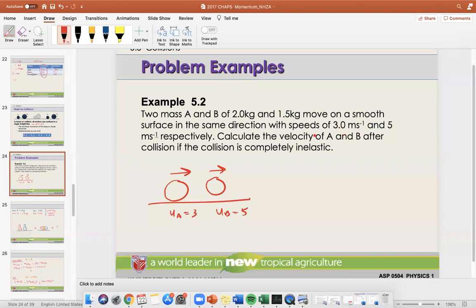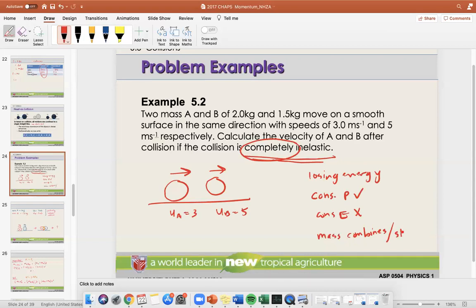In the same direction, 3 and 5. Calculate the velocity of A and B after collision if the collision is completely inelastic. Okay, so inelastic, we are losing energy. Conservation of momentum, yes. Conservation of P, yes. Conservation of E, no. Completely is another word for perfectly inelastic collision, which means that the masses combine or stick after collision. Okay, so that is what we have so far from the question.